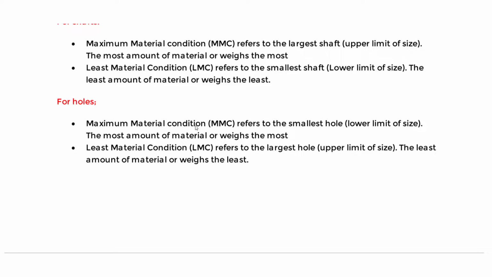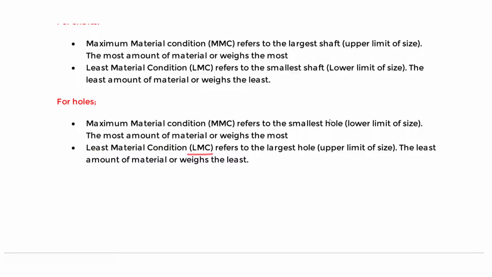So the maximum material condition for a hole is the smallest hole diameter, right? As you decrease that hole diameter, if you can imagine that, you have the lower limit size. Now you have more material, right? If you picture a cross-sectional area, it would weigh the most. So note, the maximum material condition for the hole is always the smallest hole, the lower limit size.